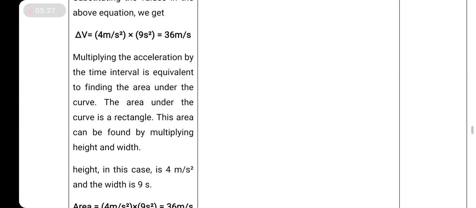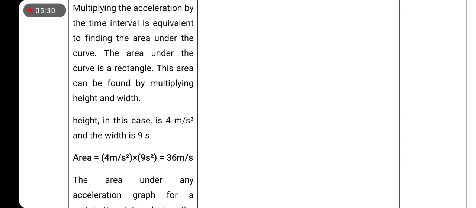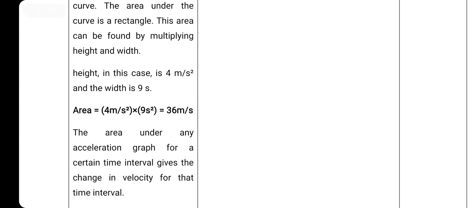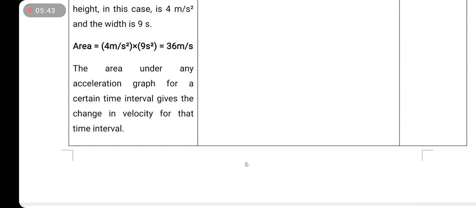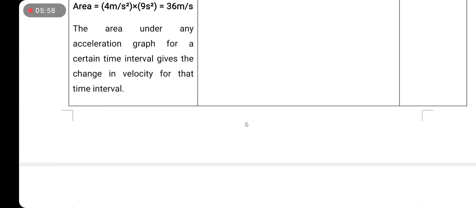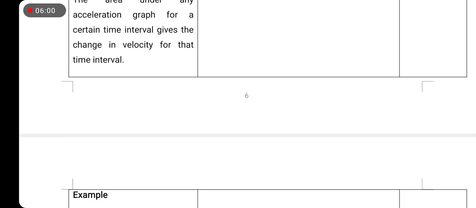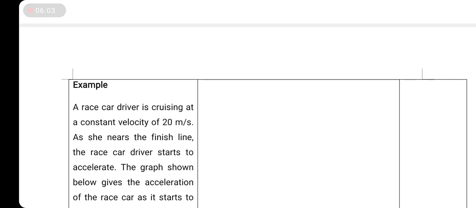Multiplying the acceleration by the time interval is equivalent to finding the area under the curve. The area under the curve is a rectangle. This area can be found by multiplying height and width. Height in this case is 4 meters per second squared, and the width is 9 seconds. Area is equal to (4 meters per second squared) times (9 seconds), which is equal to 36 meters per second. The area under any acceleration graph for a certain time interval gives the change in velocity for that time interval.